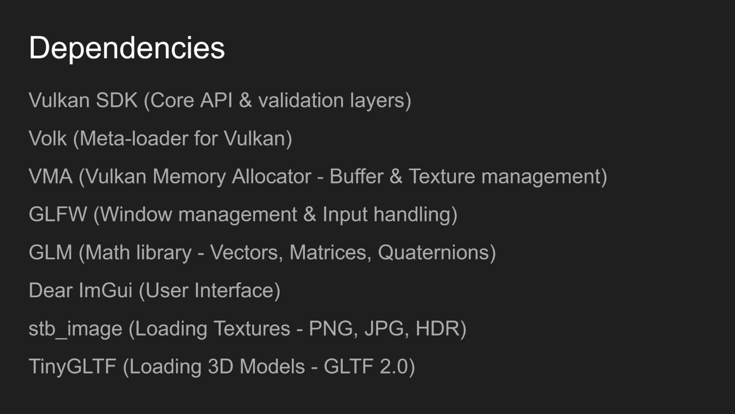stb_image doesn't actually support EXR or compressed textures like KTX, so I might change it out in the future. And I'm using TinyGLTF to load the 3D models. I'm just going to support glTF 2.0 models rather than using Assimp to support all different file formats. Just seems easier to strip it down.